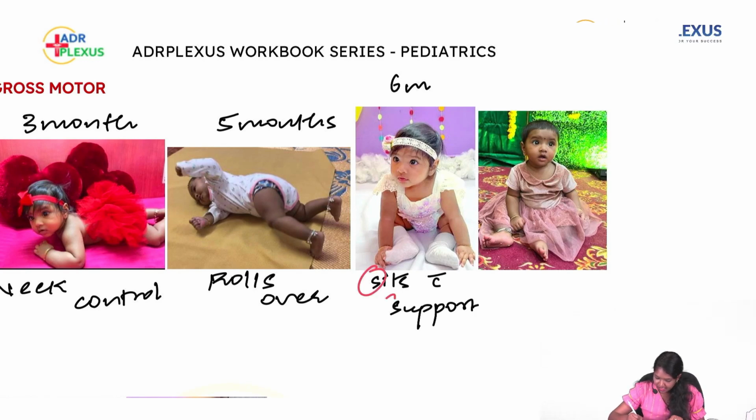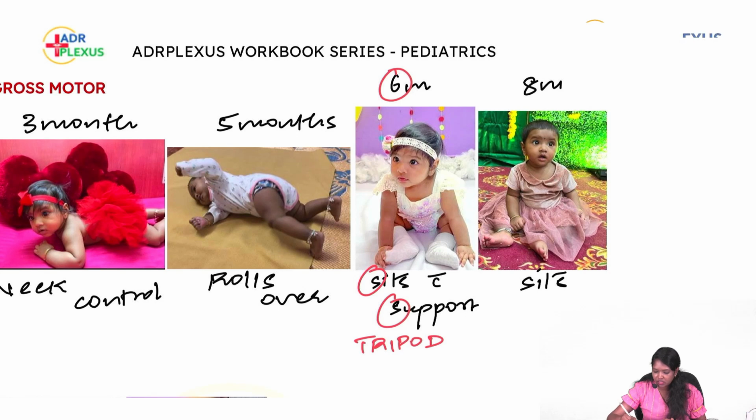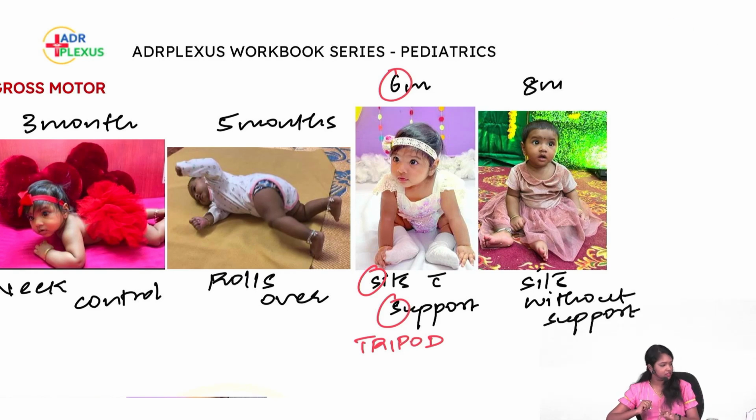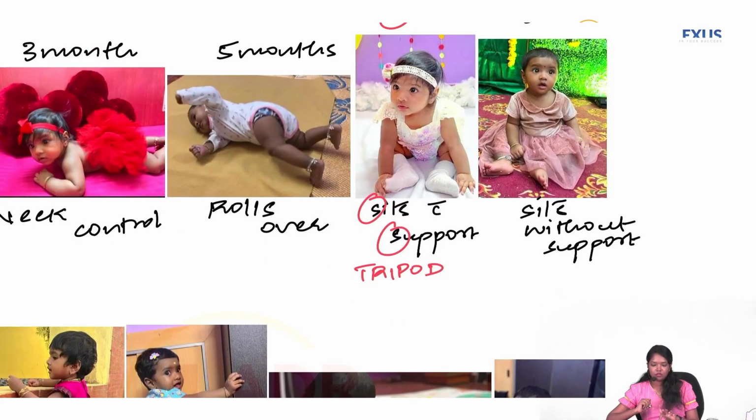Remember like this. Sits with support at 6 months. This is called the tripod position. Okay. After sitting with support, what should the baby do? Sit without support. This comes around 8 months. Next image, can you see the baby sits without support? Okay, 8 months. Clear? Okay.